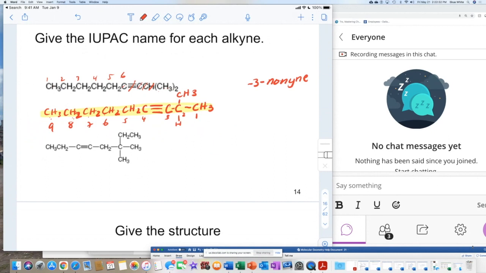So I'm done with this part. And then we have a side group. This is going to be methyl. And our methyl is attached to what carbon? The second carbon. So 2 dash methyl dash 3 dash no 9.